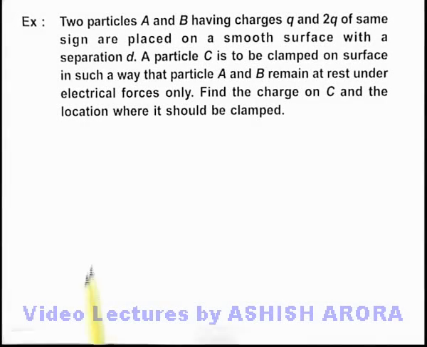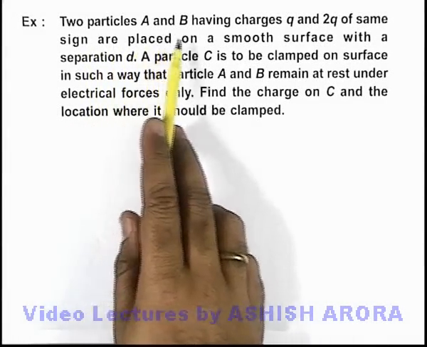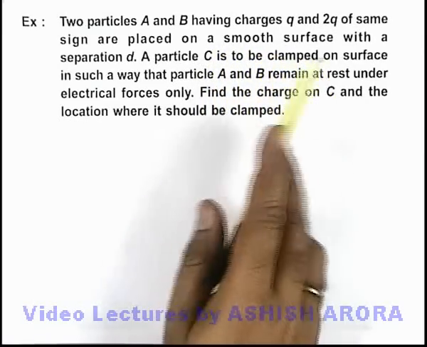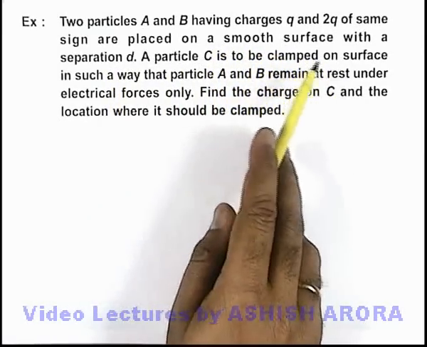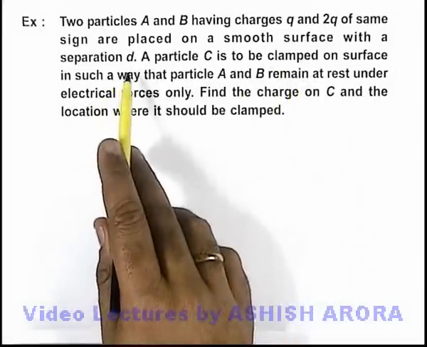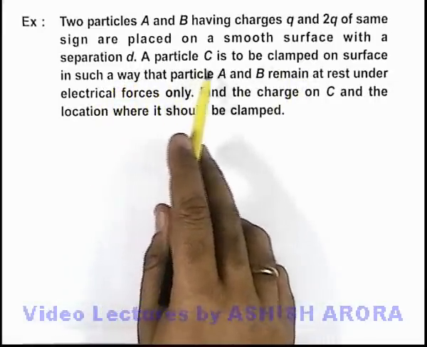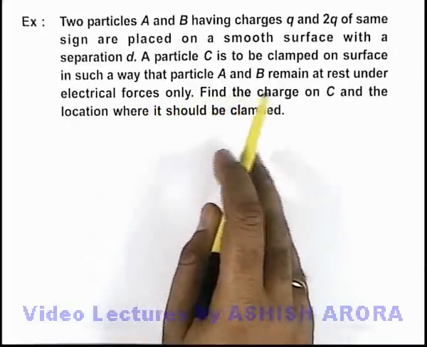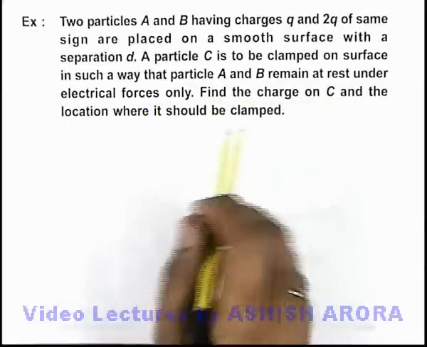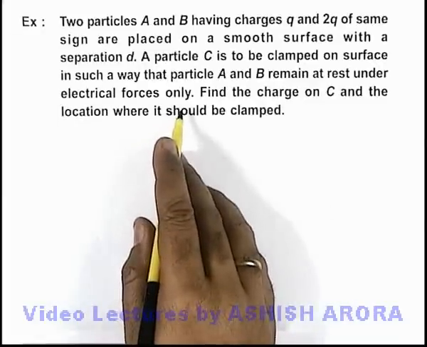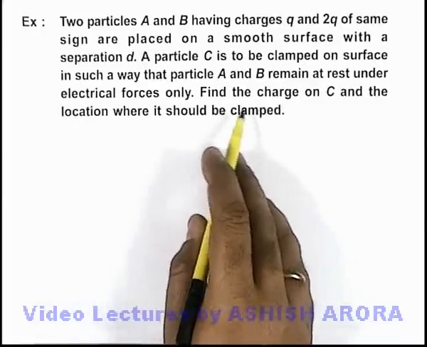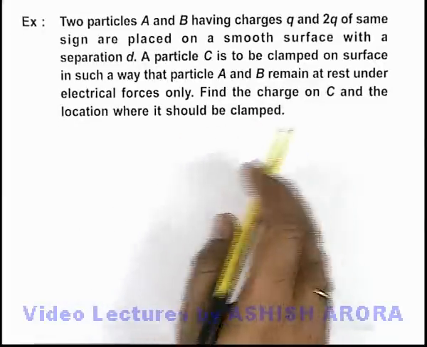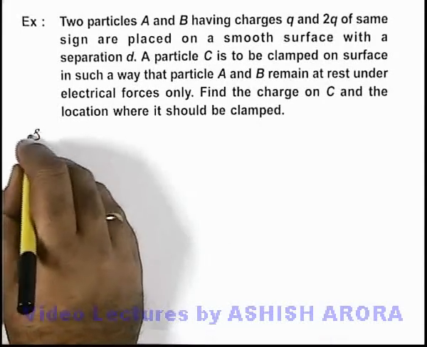In this example, we are given that two particles A and B having charges Q and 2Q of the same sign are placed on a smooth surface at a separation D. A particle C is to be clamped on the surface in such a way that particles A and B remain at rest under electrical forces only. We are required to find the charge on C and the location where it should be clamped.